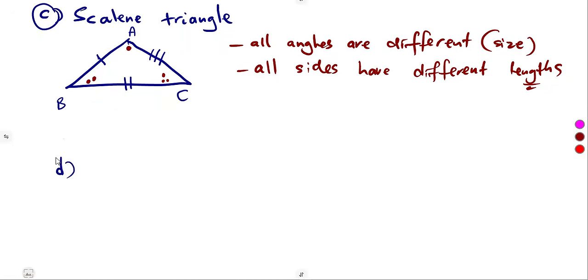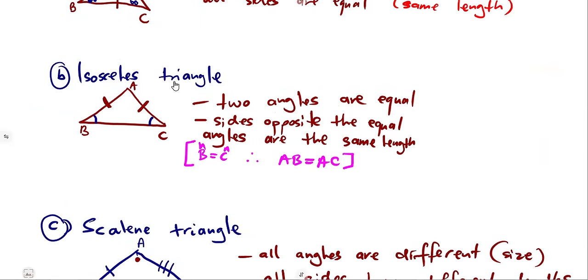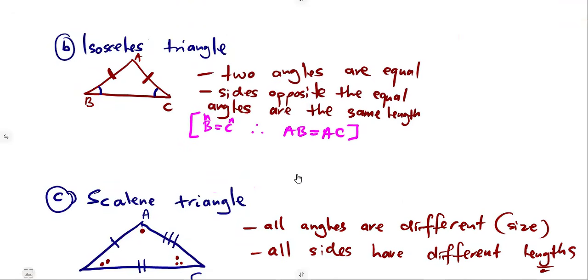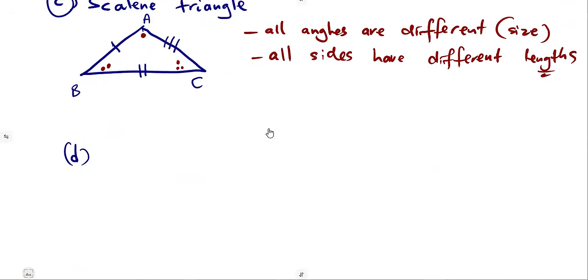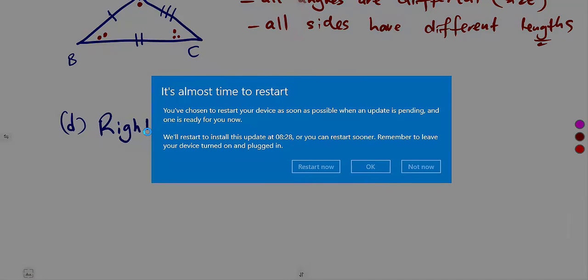Which can be an isosceles triangle, but it cannot be an equilateral. Let's be very careful about this one, which is a right-angled triangle. This one. So a right-angled triangle, guys.